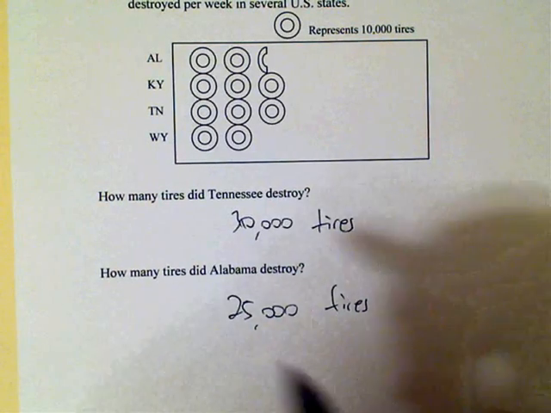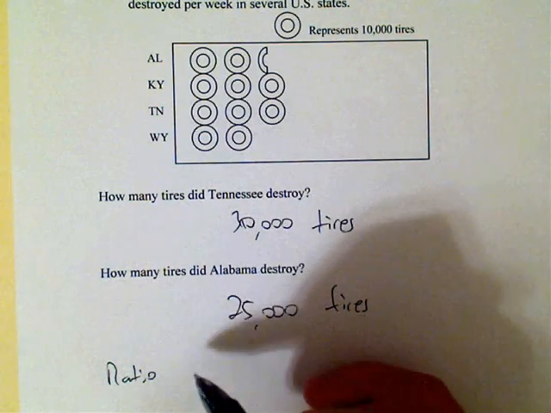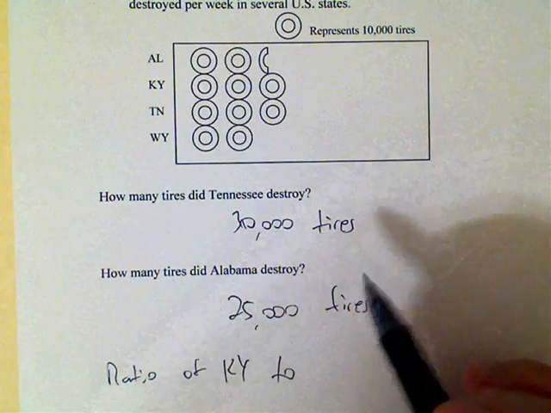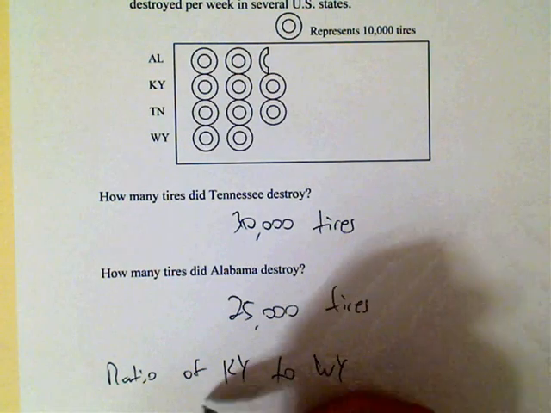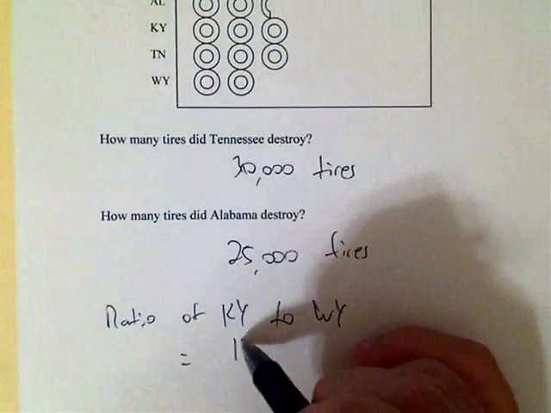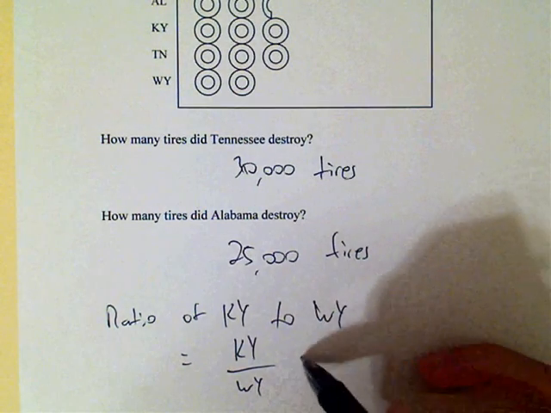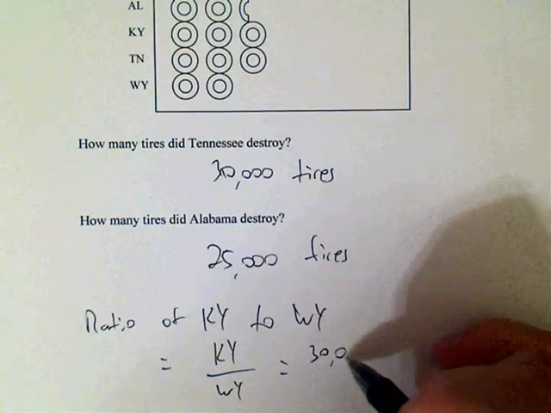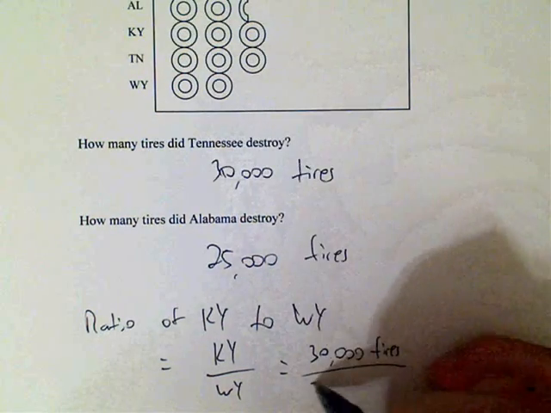Let's do a ratio problem. Anytime you see the word ratio, it means fraction. So it's the ratio of Kentucky to Wyoming. To do that, I saw Kentucky first, that goes on top. Wyoming second, that goes last. Kentucky is 10, 20, 30,000 tires. Wyoming is 10, 20,000 tires.